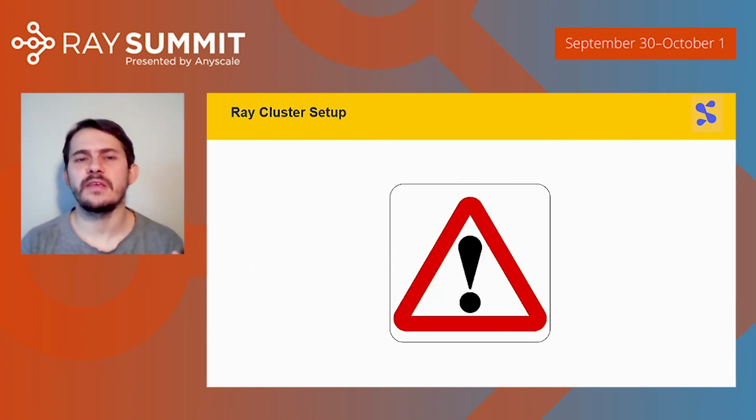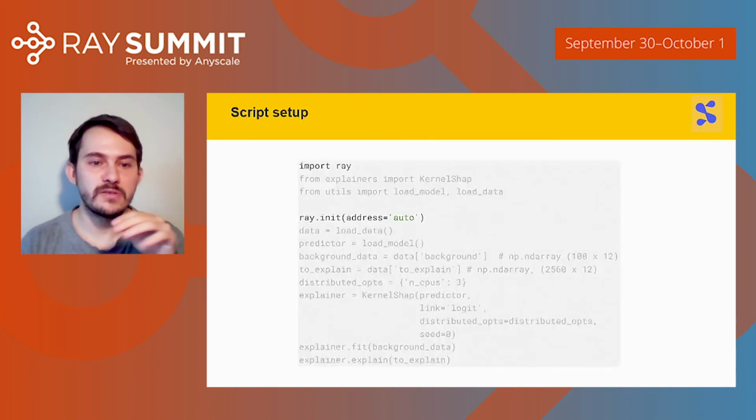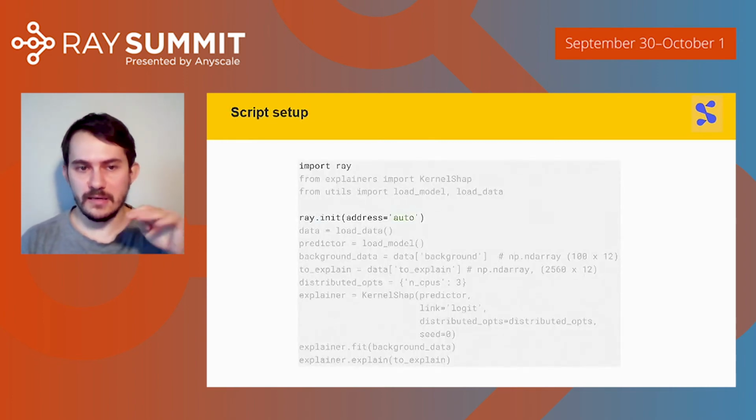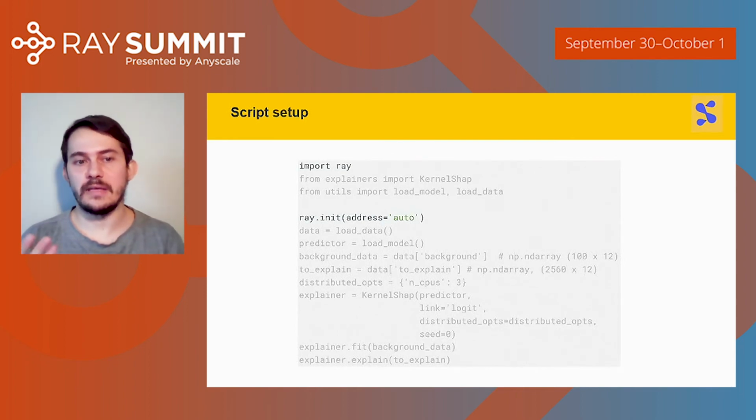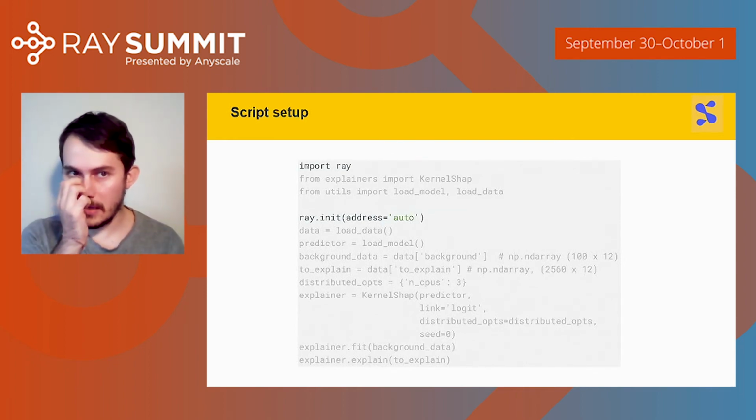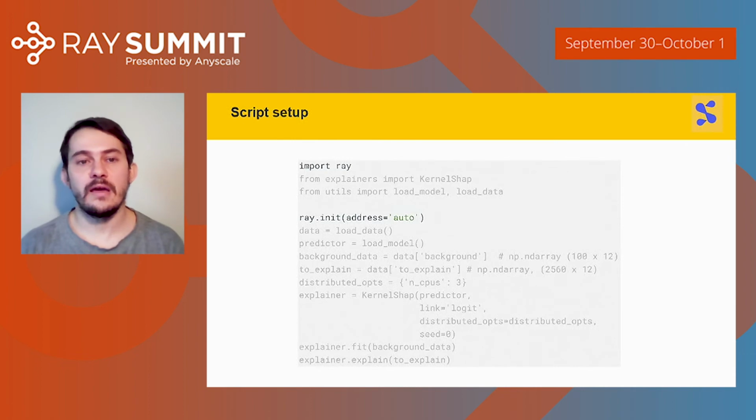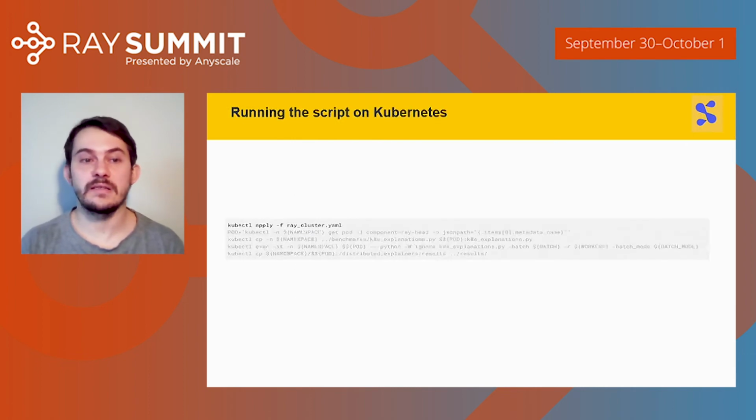At this stage, you might be thinking, okay, so what about the script? Does that need to be changed a lot? And the answer is no. All you need to do is to pass the ray.init address equals auto input, and this will take care of it. And this is really as little work as you need to do up to this point.